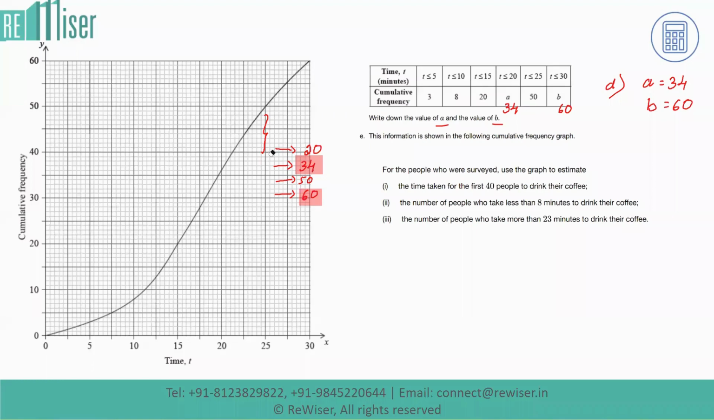Now, for part E, this information is shown in the following cumulative frequency graph. For the people who were surveyed, use the graph to estimate the time taken for the first 40 people to drink their coffee. The first 40 people is here, and the time is approximately this point, in the middle of these two lines.